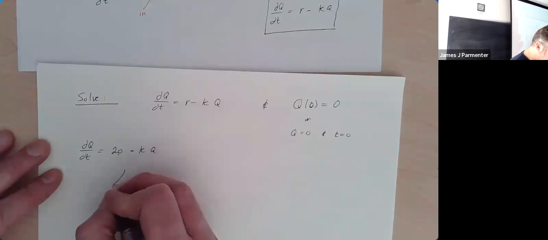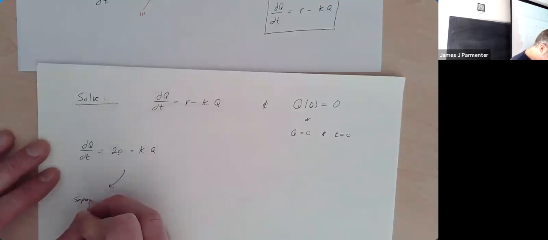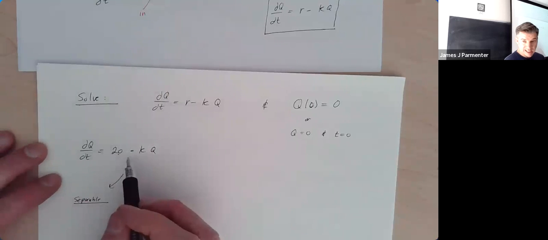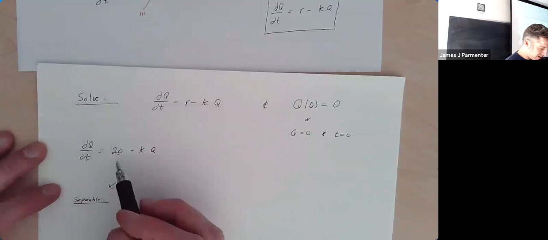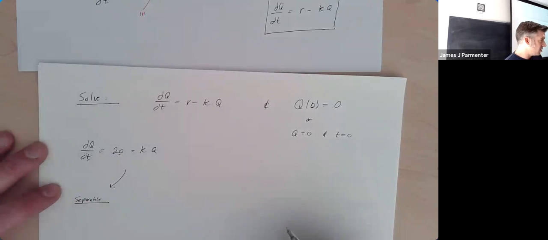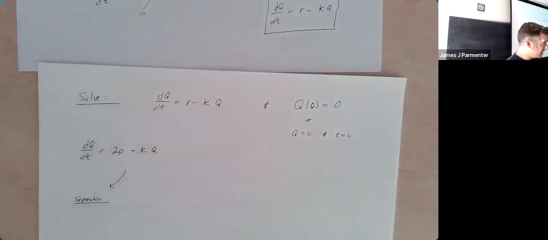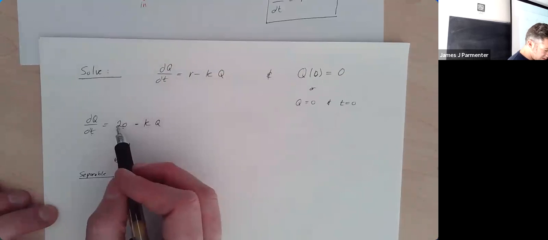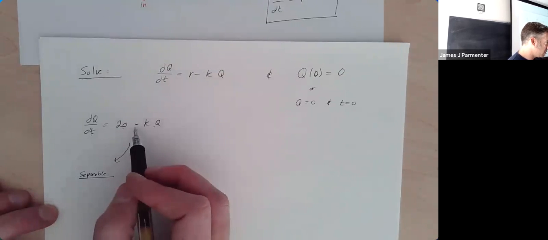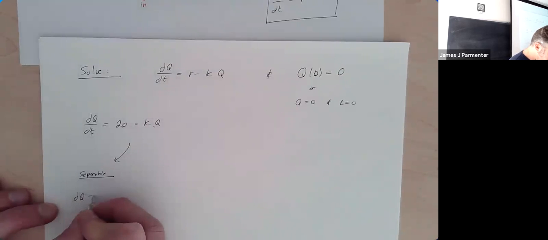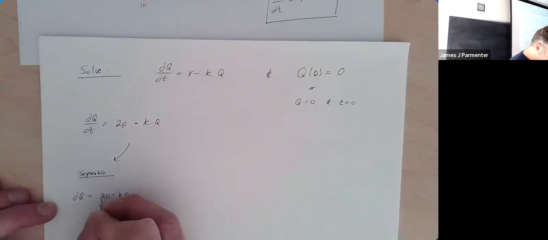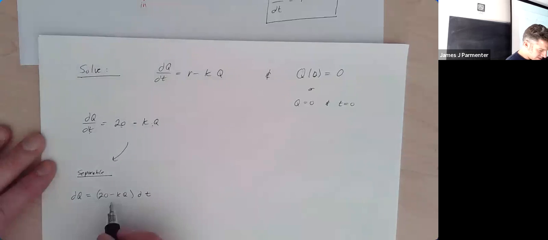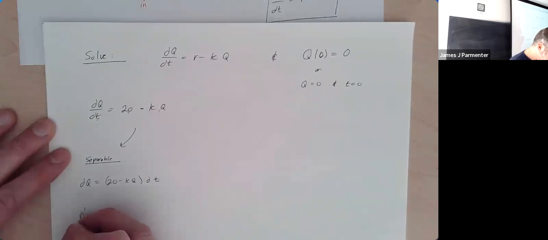So if we were going to do separable, which I don't think we're going to do, well, there's no t's except for the dt down here. So basically we have to bring all of this 20 minus kq over to the left and the 1 dt over to the right. The problem with this separable one is that this is one term. You can't break that apart into two pieces. So you can say dq equals 20 minus kq times dt, and then divide everything by 20 minus kq, and then integrate both sides.